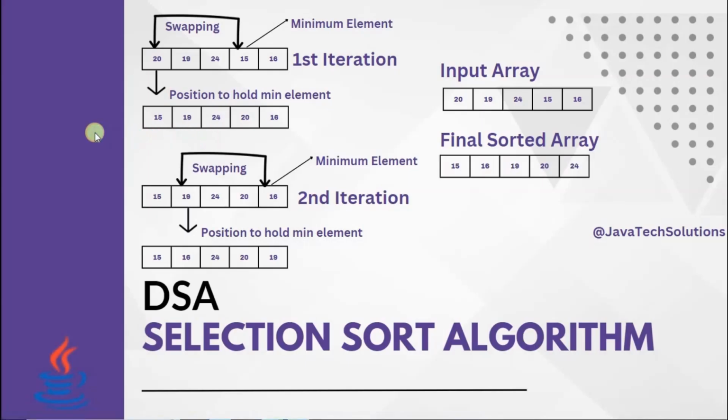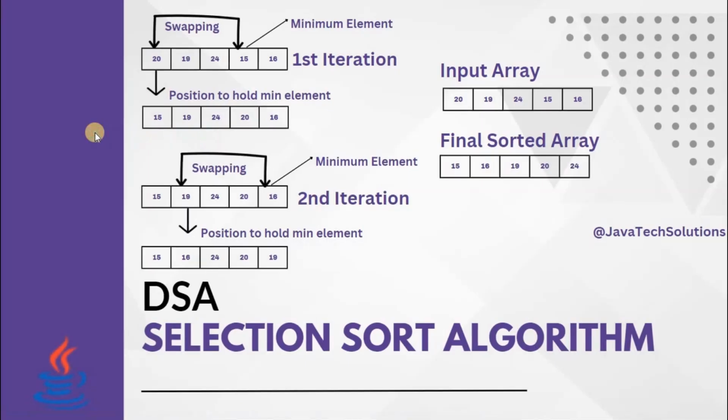Hello everyone. Today I am going to explain how the selection sort algorithm works. As we know, for sorting an array of elements there are multiple algorithms, like bubble sort and insertion sort. Those algorithms I've already covered, and I will share those links in the video description section. Today I'm going to explain how selection sort works for sorting an array of elements.